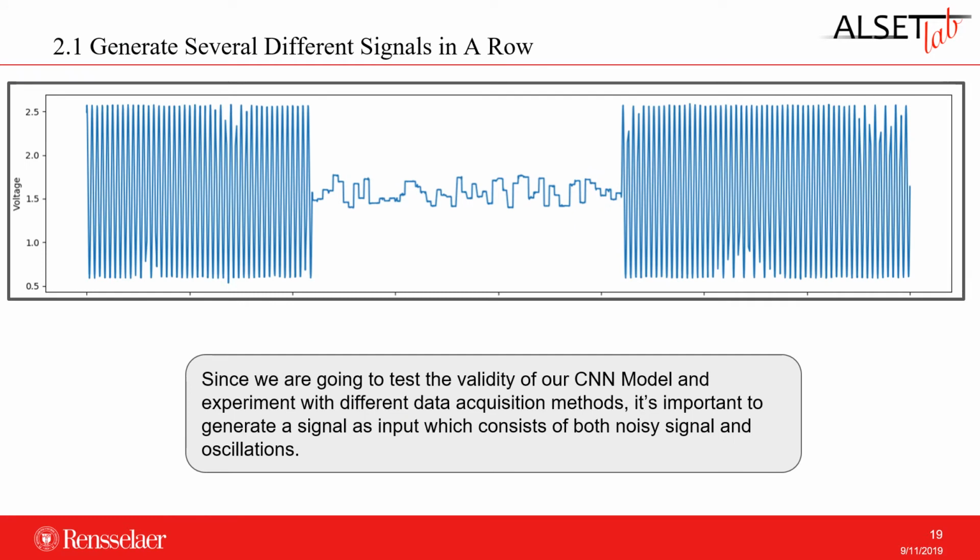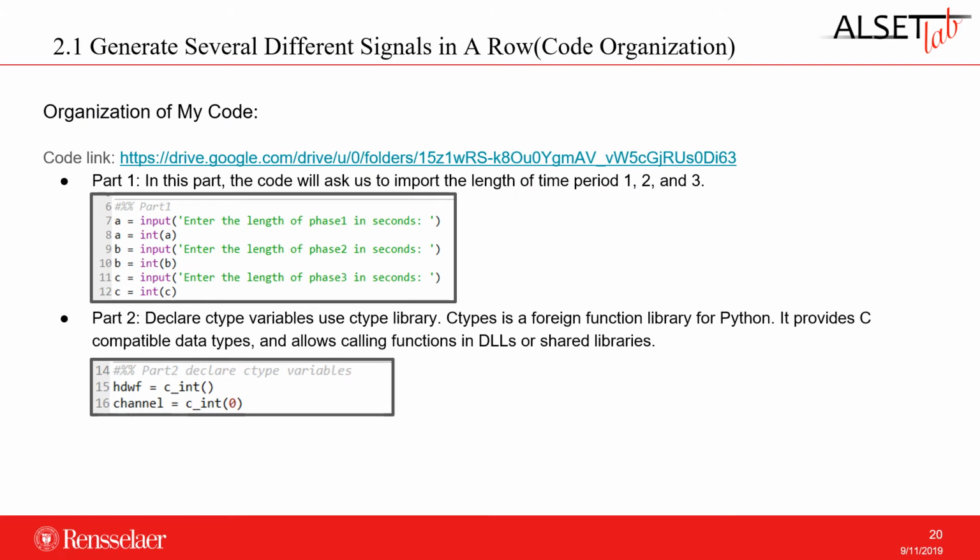So the first thing we need to do with the Waveform SDK is to generate several different types of signals in a row, since we are going to test the validity of our CNN model and experiment with different data acquisition methods. And we can generate the signal as shown in this figure, which consists of both a noisy signal and oscillation waves. This is my code organization.